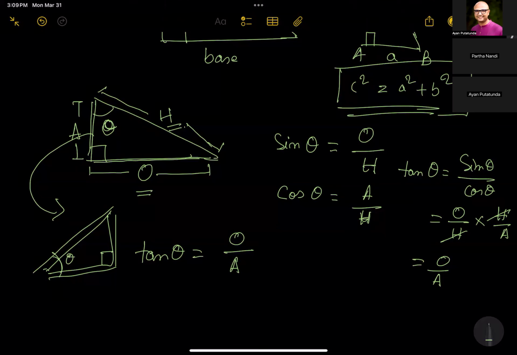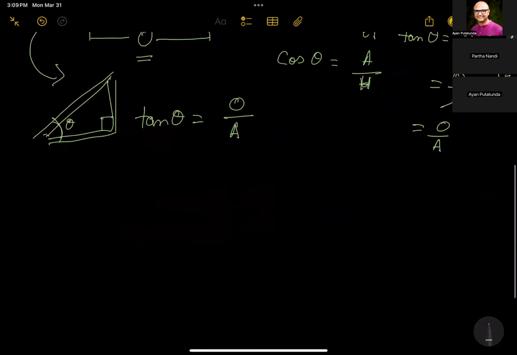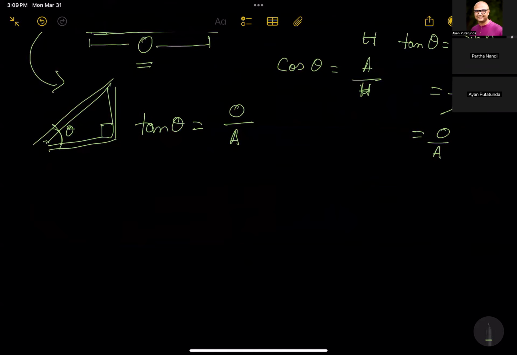And O stands for what? O is opposite. They say hypotenuse is opposite, it is actually called base. So you can call it O, you can call it B, whatever. This is fine, correct?